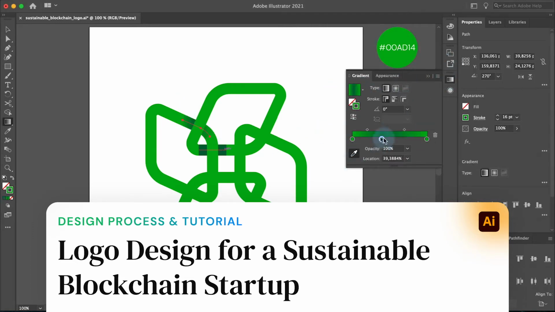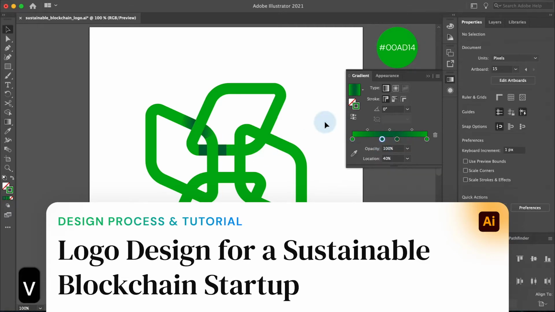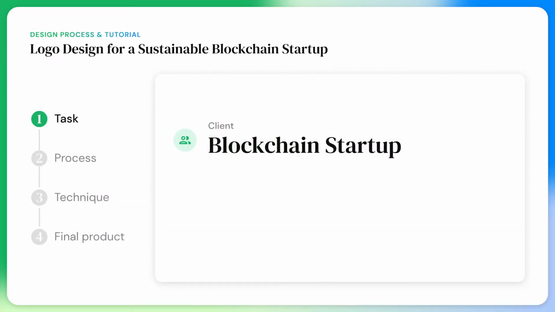In this video, I'm going to guide you through my process of designing a logo for a sustainable blockchain startup, and I'm going to show you how I designed it in Adobe Illustrator. In late 2019, I was collaborating with a startup focused on using blockchain technology to develop sustainable energy and mobility solutions. I got a task to design a new logo for the startup that would communicate their values, such as sustainability and clean energy, combined with the fields of blockchain technology and IT.